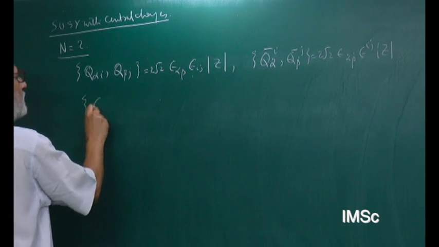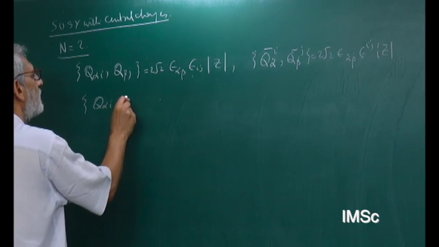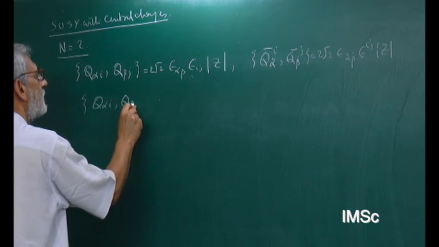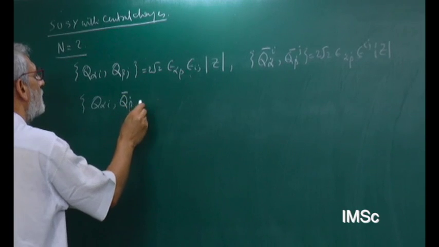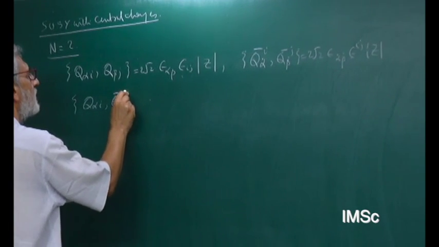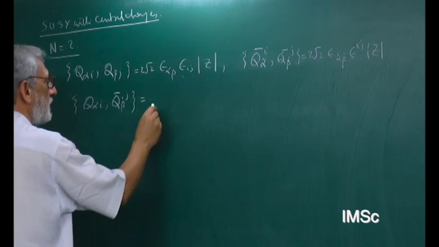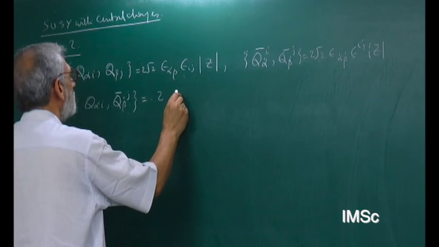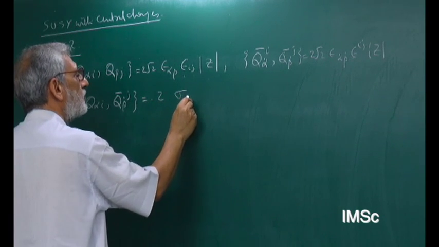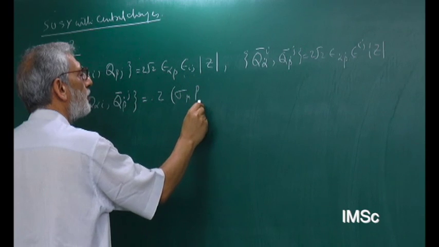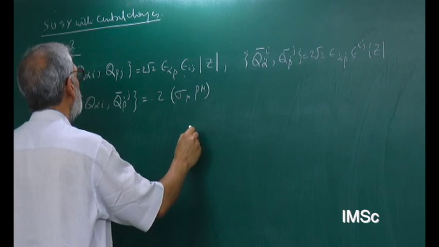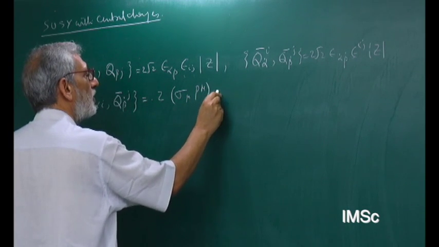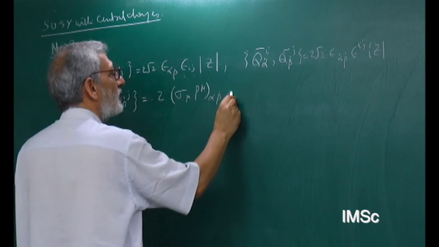And then Q alpha I with Q bar beta dot J is 2 sigma mu P mu alpha beta dot delta I J.